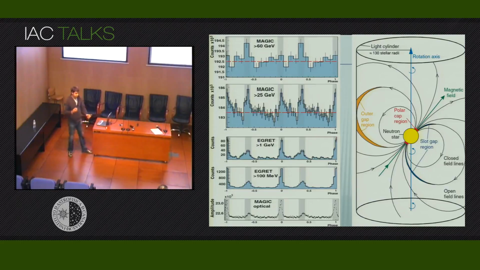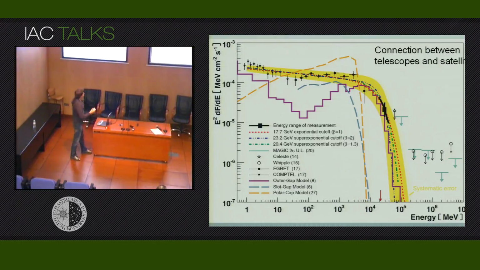And here you see very well how the MAGIC result connects to these measurements by the satellite. And the point is that there is a very strong cutoff in the emission, as expected. And then beyond that, you see only the upper limits. So it is important that MAGIC, for instance, had this very low energy threshold, otherwise it wouldn't have detected this pulsar. And it's the only telescope so far that can do it worldwide, still.